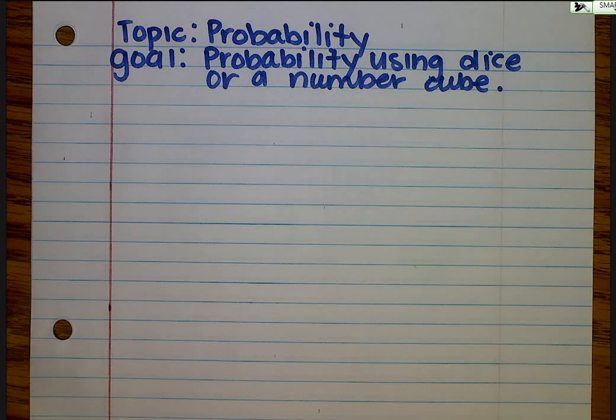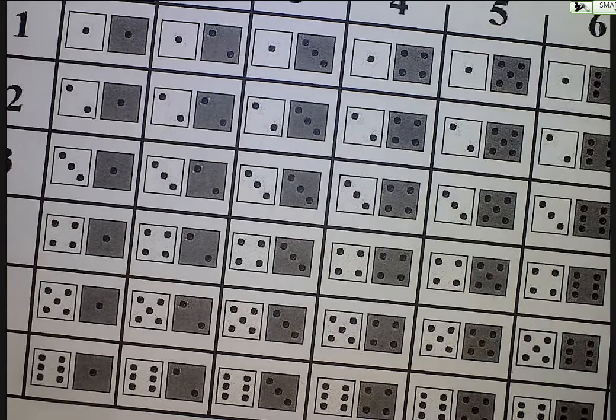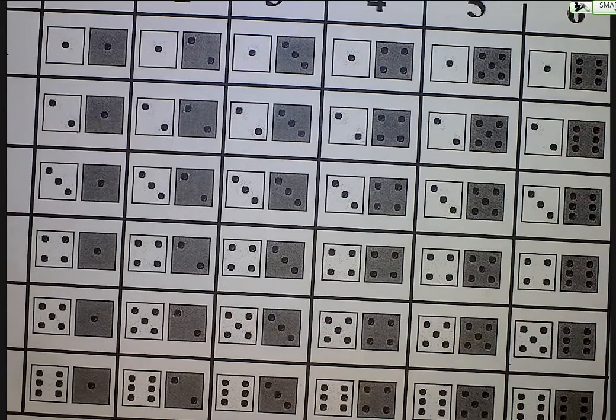Hello CC2, today's topic is probability, and the goal is probability using dice or a number cube. Having your dice chart out would be really helpful right now, just because we're going to be using this a lot in our notes video today, and I'm going to teach you how to use a dice chart.